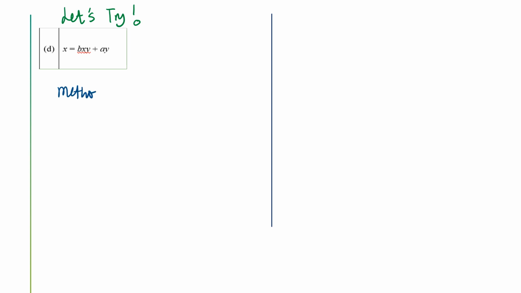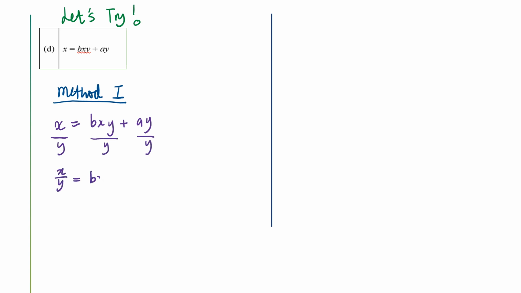Right, so method 1, what do we do? If you want to make a the constant, then you can just divide both sides, every term, by the letter y. Here you can see that I've managed to extract the constant a out, so we can just stop doing that and then compare it with your y equals mx plus c.